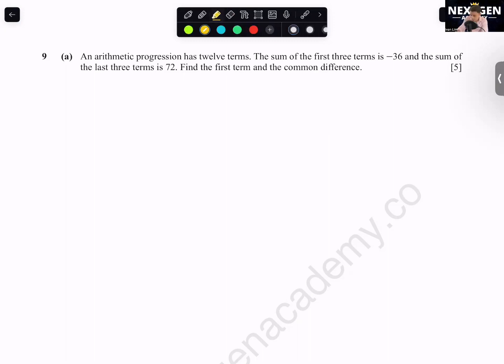Let's look at question 9a. An arithmetic progression has 12 terms. The sum of the first 3 terms is negative 36. The sum of the last 3 terms is 72. Find the first term and the common difference. Okay, first term a, common difference d.